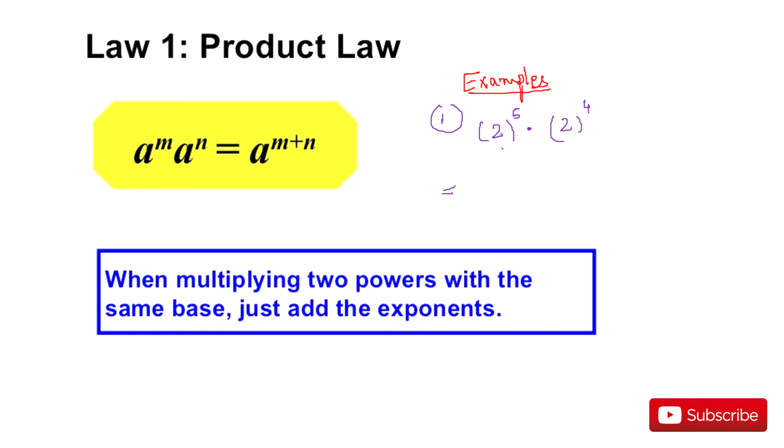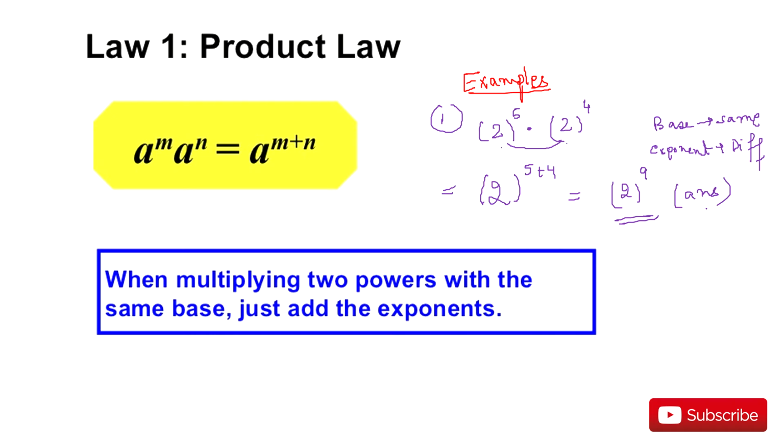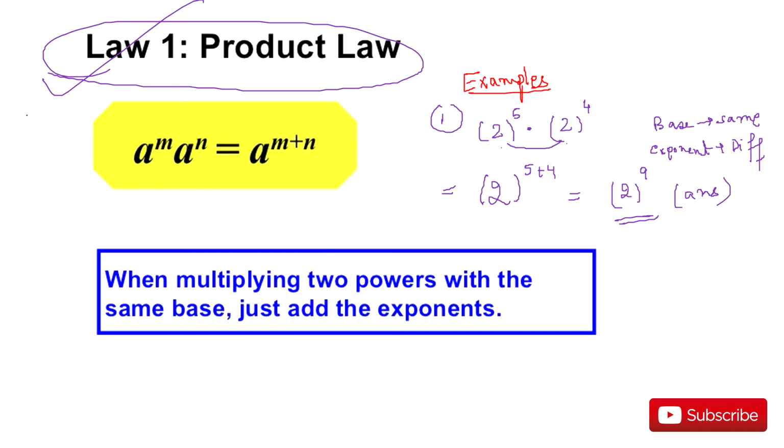Since the two numbers have the same base, yes, the base is same, right, but the exponent is different. So that means 2 will remain the same, m plus n, that is 5 plus 4, which will give me 9. So this is my correct answer. So this is called the product law. When the bases are same, you add the powers.